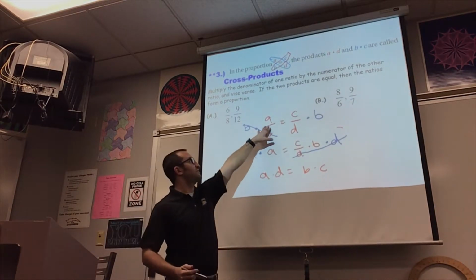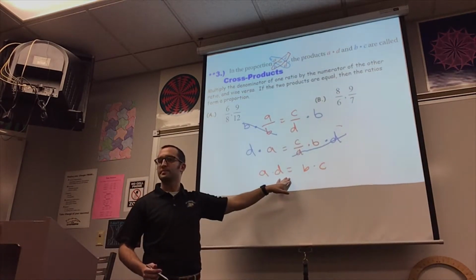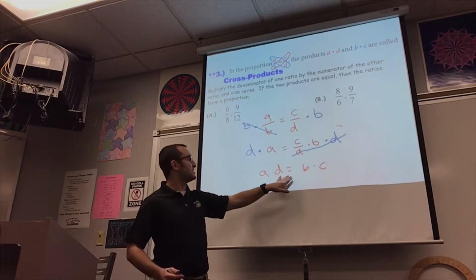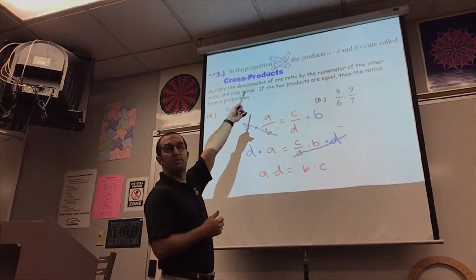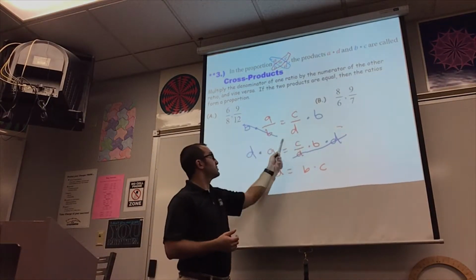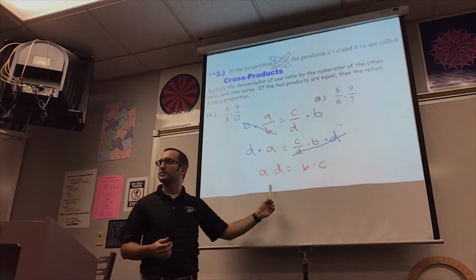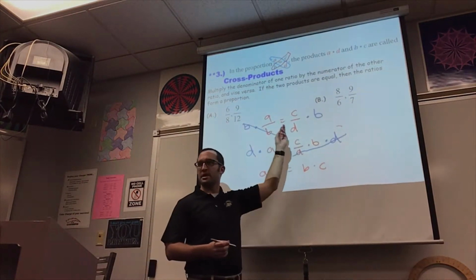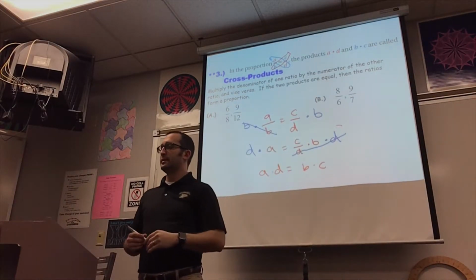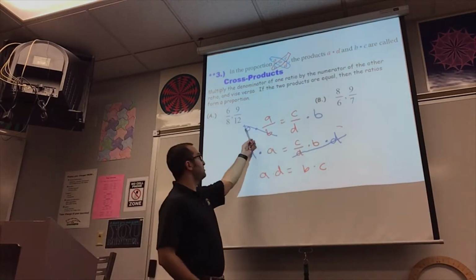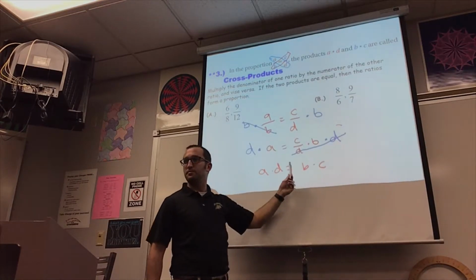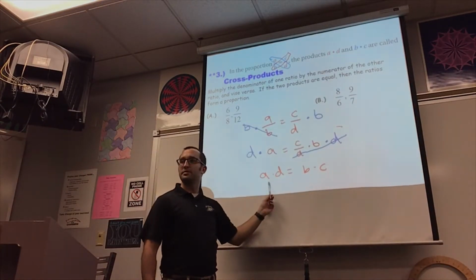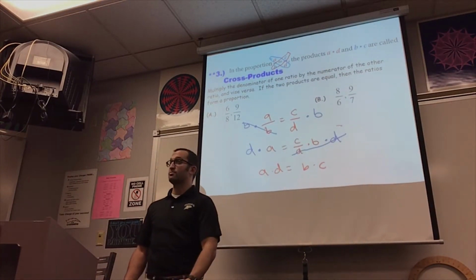It makes it so we don't have to do this work every time. It makes it so we can go straight from the proportion, this red proportion, to this red cross product. Because this is where it comes from. What I'm really doing is I'm multiplying both sides by the denominators, right? That's what's happening. On the left-hand side, the B will cancel. On the right-hand side, the D will cancel. And so that's what I'm left with. That's called a cross product, okay?